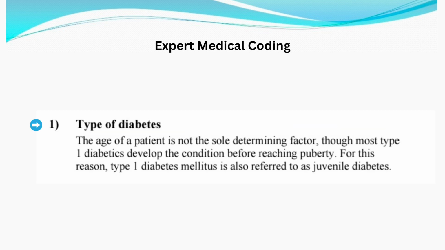Type of diabetes. The age of a patient is not the sole determining factor, though most type 1 diabetes patients develop the condition before reaching puberty. For this reason, type 1 diabetes mellitus is also referred to as juvenile diabetes. Now that we have read the guideline, let's understand it in more detail.